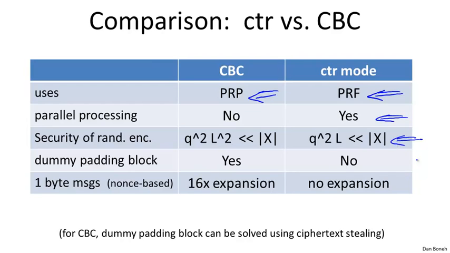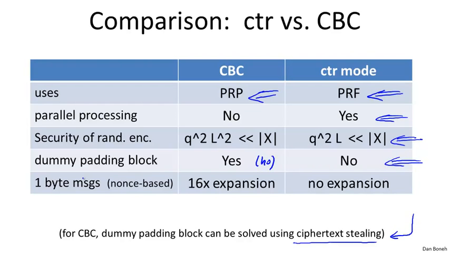The other issue is, remember in CBC we talked about the dummy padding block. If you have a message that's a multiple of the block length, in CBC we said that we had to add a dummy block, whereas in counter mode this wasn't necessary. Although I did want to mention that there is a variation of CBC called CBC with ciphertext stealing that actually avoids the dummy block issue. So for standardized CBC we actually need a dummy block, but there is a modification to CBC that doesn't need a dummy block, just like counter mode.